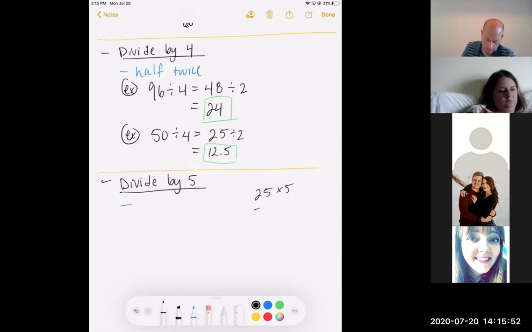Wouldn't you multiply it by 10 and then do half of that? Yeah, so what you're doing is, they said take half of the number and then multiply by 10. Let me do an even number just for fun. So if we did 24 times 5, half of that is 12 times 10, which is 120. This dividing by 5 is similar. When you divide by 5, you divide by 10 and then double that.